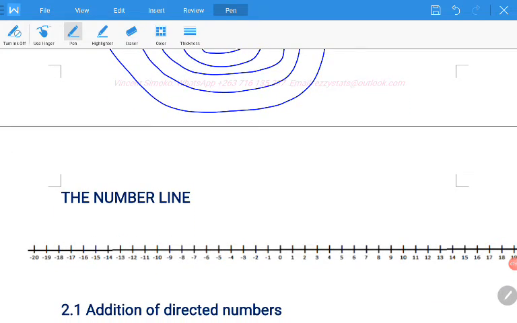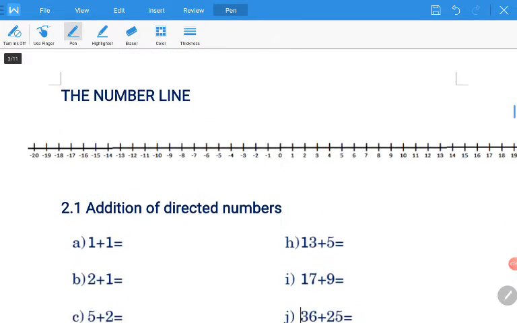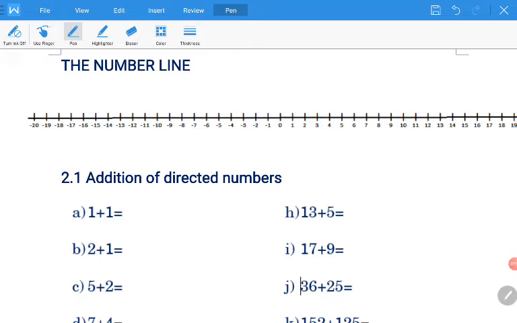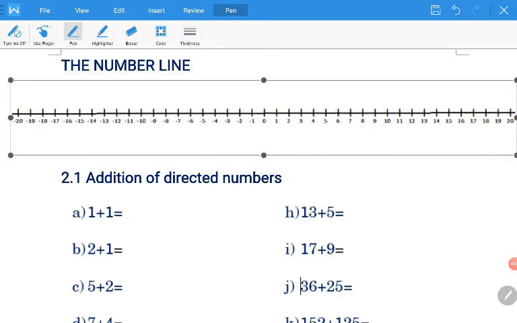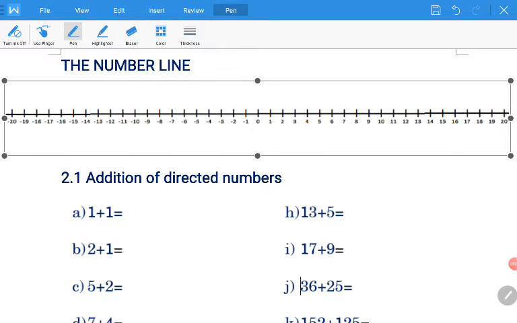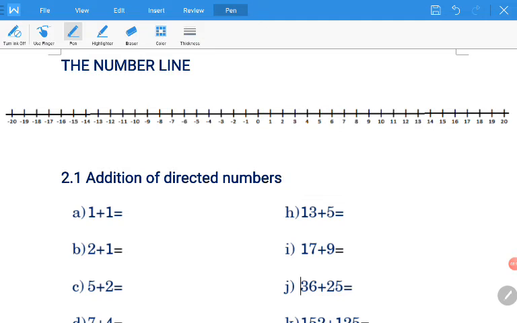So from this, we skip on to the number line. The number line is a very important tool when learning how to do addition and subtraction. It's very useful in calculating addition and subtraction. Let's look at addition.